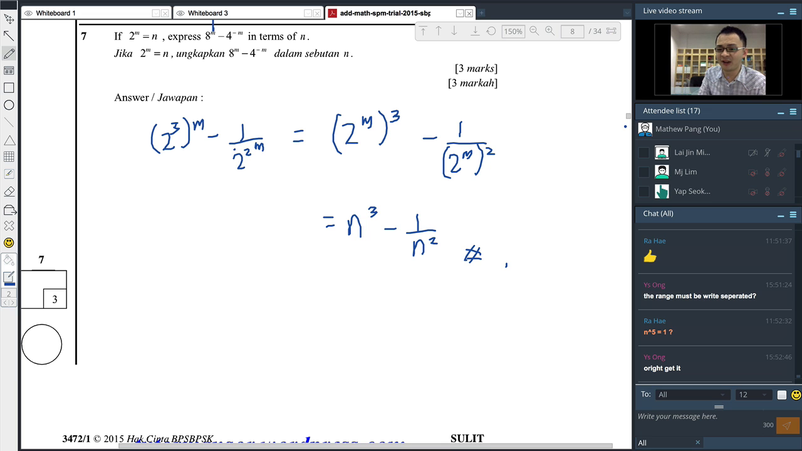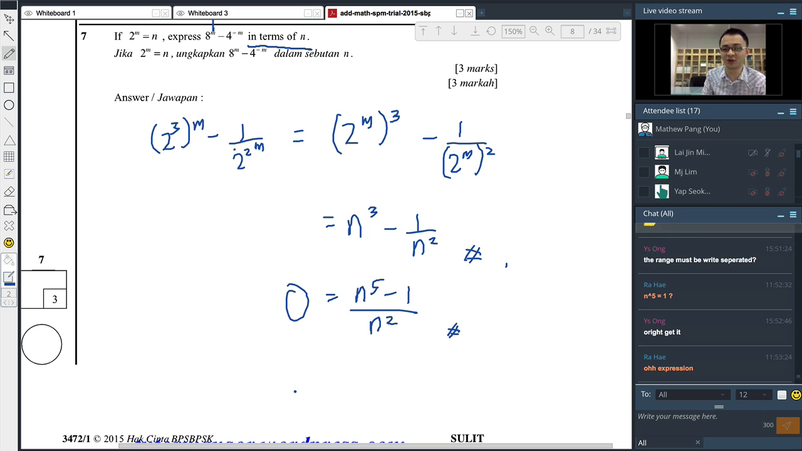N power of 5 equals to 1. No, this is your final answer. It asks you to express your answer in terms of n. You can leave it like this, or you want to join them together, of course you can write n power of 5 minus 1 over n squared. But the n squared is still over there. You cannot equal to n squared because this one is not equal to 0. If this one equals to 0, it's a different story. This one just asks you to express and simplify. Both answers are acceptable, right?